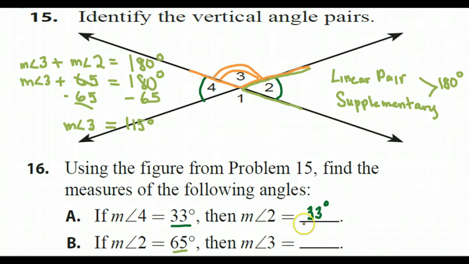Okay, so that's how you would do a problem where the two angles, since they're next to each other and they share a side, and the other two sides make a straight line, are a linear pair or supplementary.